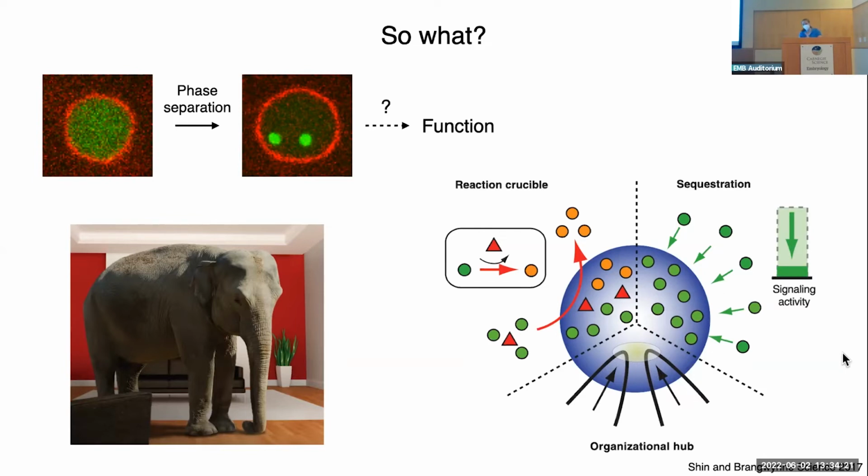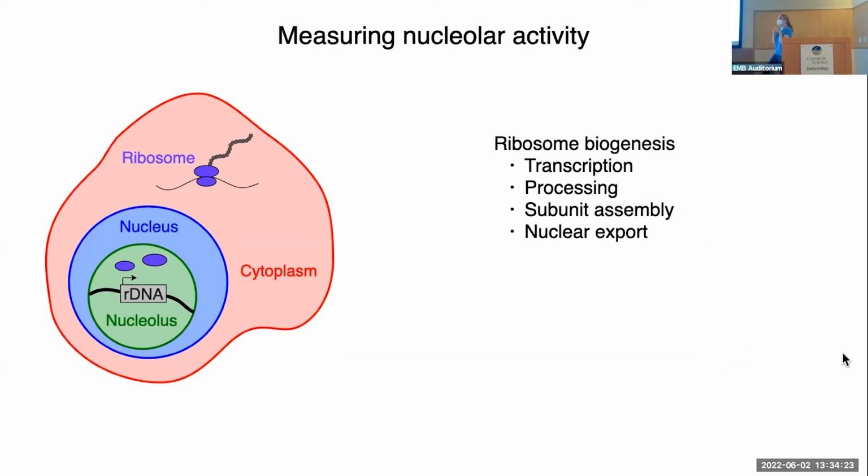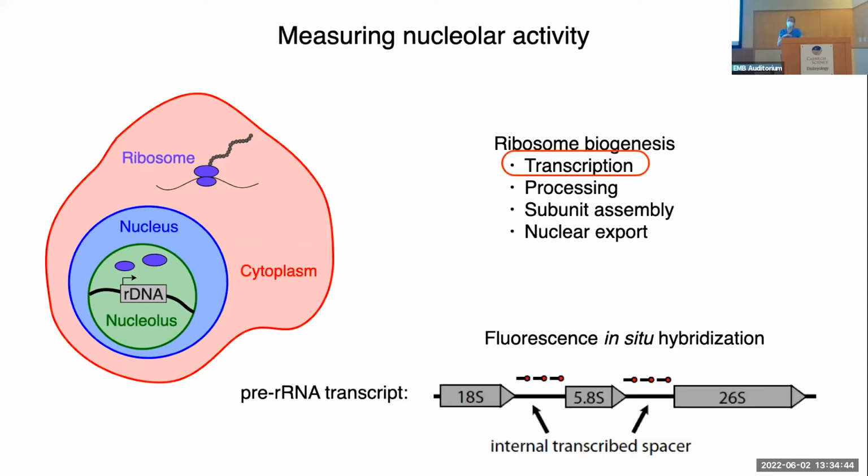Okay, so my question was, how do we measure nucleolar activity? We have a system where we can change the size of the nucleus, and the assumption is that bigger nucleoli can make more ribosomes, but is that actually true? Ribosome biogenesis is a complex multi-step process, but the first step, transcription of ribosomal RNA, is thought to be rate limiting, or certainly rate limiting in bacteria and yeast, and perhaps that holds true in worms.